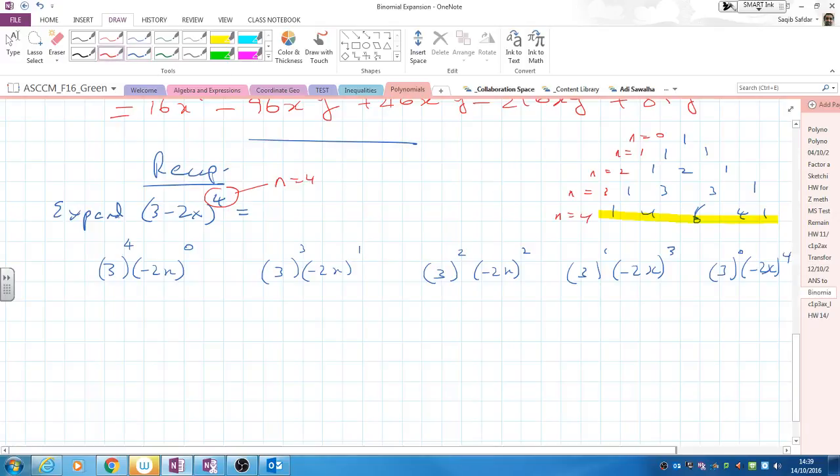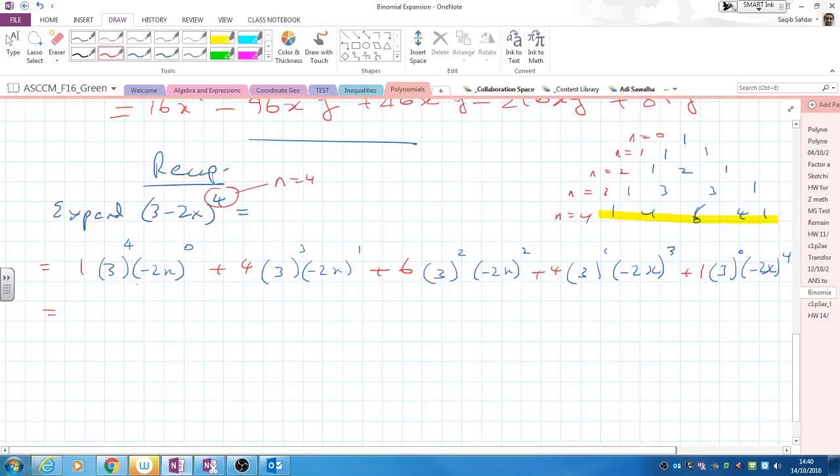Okay, and then 3 to the 0 times (minus 2x) to the power 4. And then we can put the Pascal's coefficients in. It's 1, 4, 6, 4, and 1. Okay? We're going to then tidy each of these terms up, and that would obviously just give us 1 for 3 to the 0.